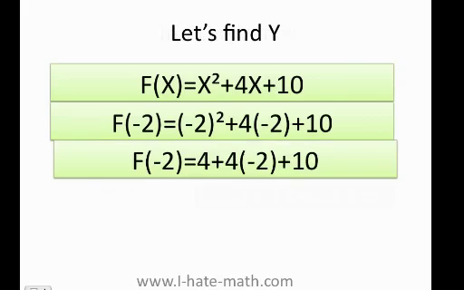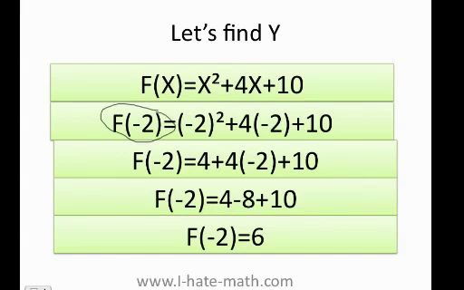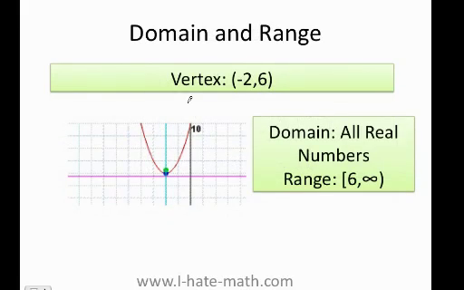Now we find the value of y. I plug that value that I just found, the -2, into the function. As you can see here, all the math: -2 times -2 is 4, -8, and then finally 4 minus 8 plus 10 equals 6. I get that the vertex is going to be -2, 6.